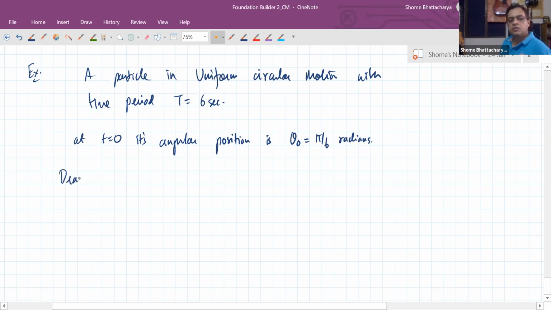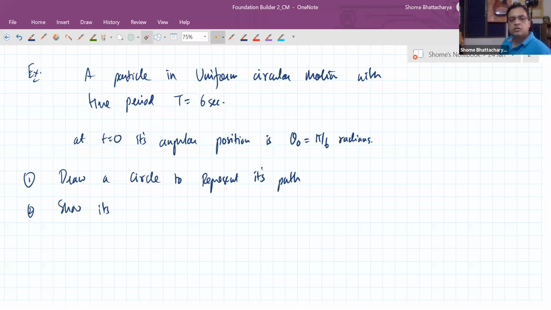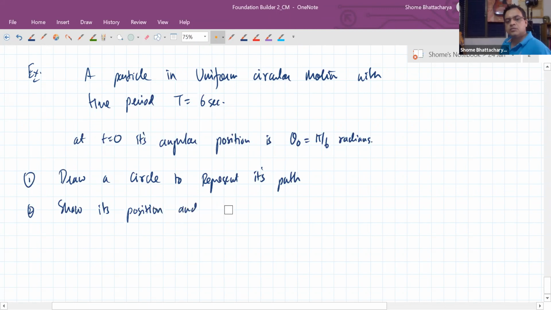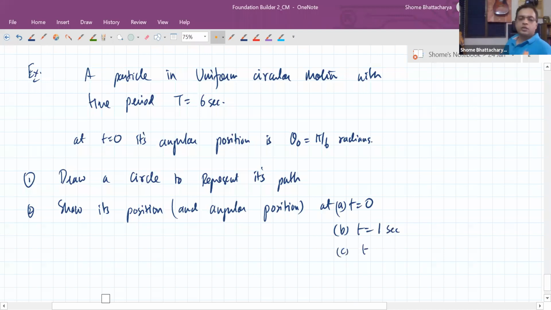So draw a circle to represent its path. Show its position and angular position at t equal to 0, and then at t equal to, let us say, 1 second, then again at t equal to 2 seconds.